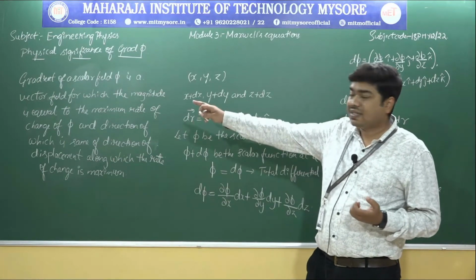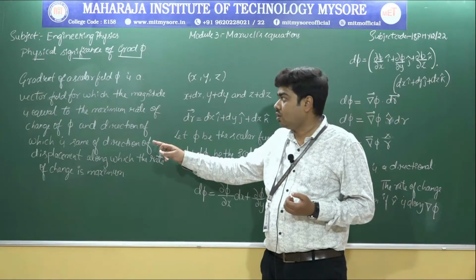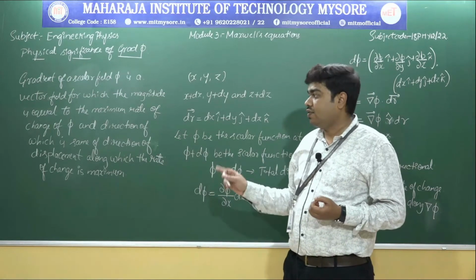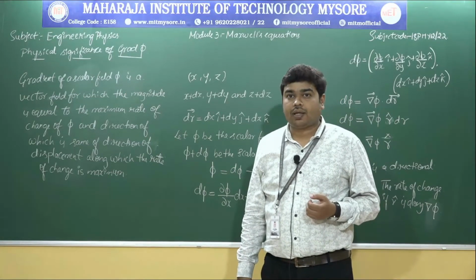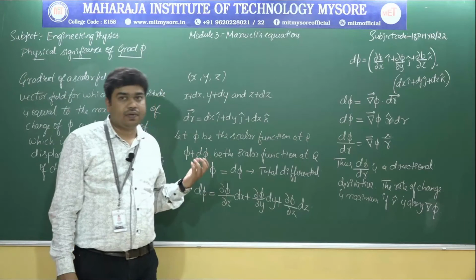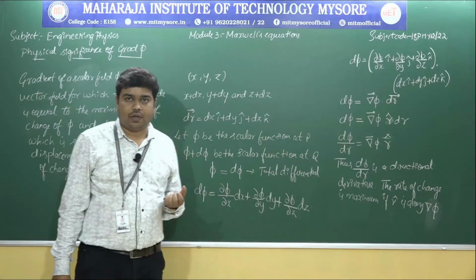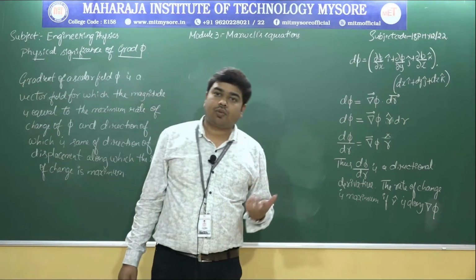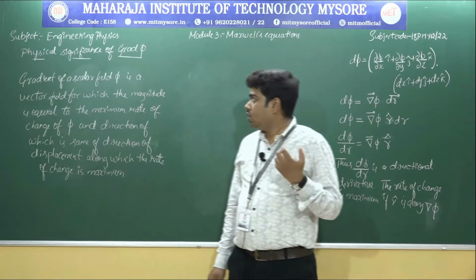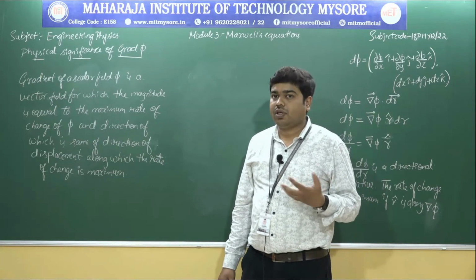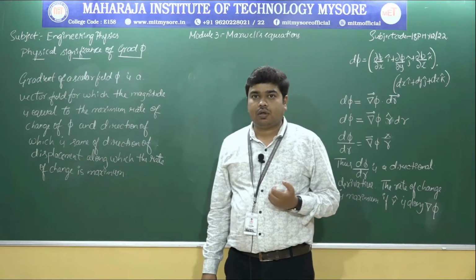So, which says that the gradient of a scalar field is a vector field for which the magnitude is equal to the maximum rate of change of the scalar field and direction of which is the same as the direction of the displacement along which the rate of change is maximum. Hence, this clearly shows that the gradient of a scalar function is a vector function. One of the examples for this is electric potential, which is a scalar function, but the electric field intensity is a vector function, wherein if you apply the gradient to the electric potential, it will give the electric field intensity. So, hence the gradient of any scalar function becomes a vector function.